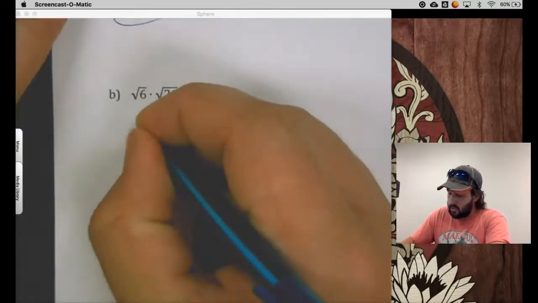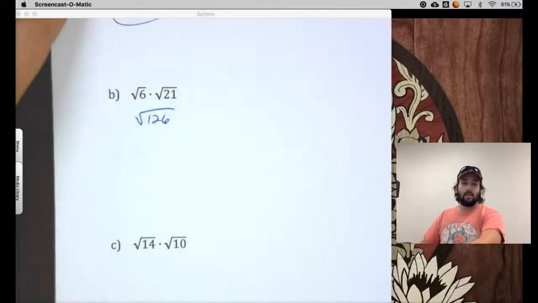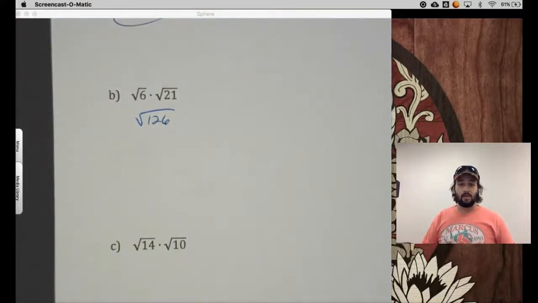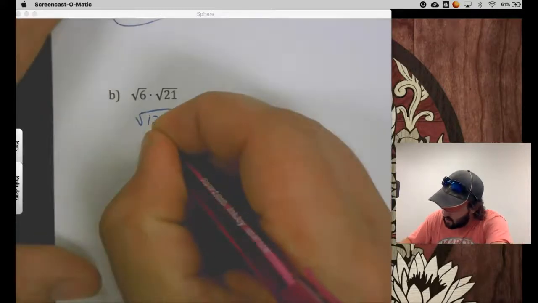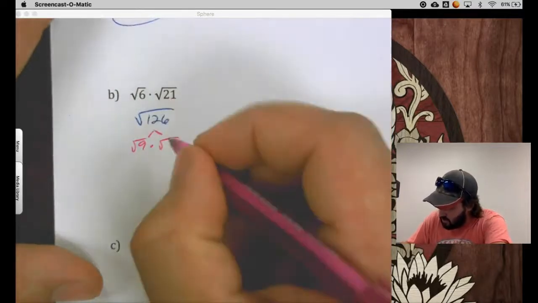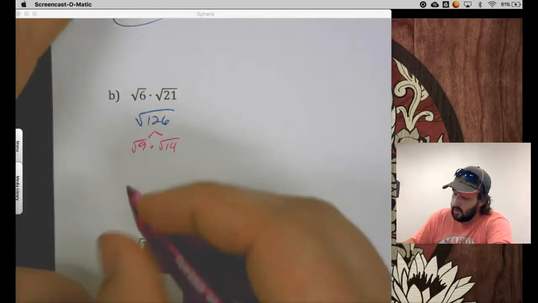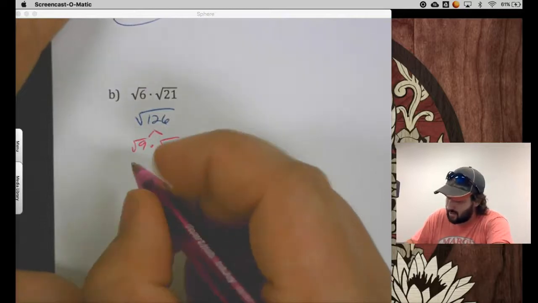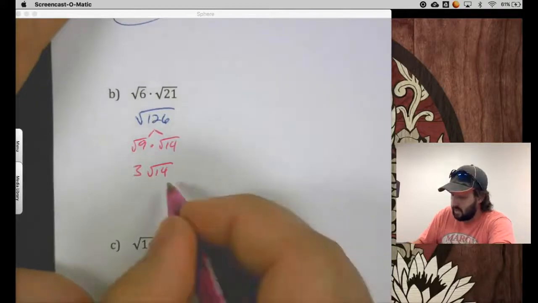So that's my solution. All right, square root of 6 times 21. I will multiply these, so 6 times 21 is 120 plus 6, so 126. Now with square roots, don't forget that we can simplify these. I need to think about what's the biggest square that can come out of both of these. I think it's going to be 3, so 9. So this would be the square root of 9 times the square root of 14. The square root of 9 is 3. I don't know the root of 14, so I would leave this 3 root 14. That would be my solution.